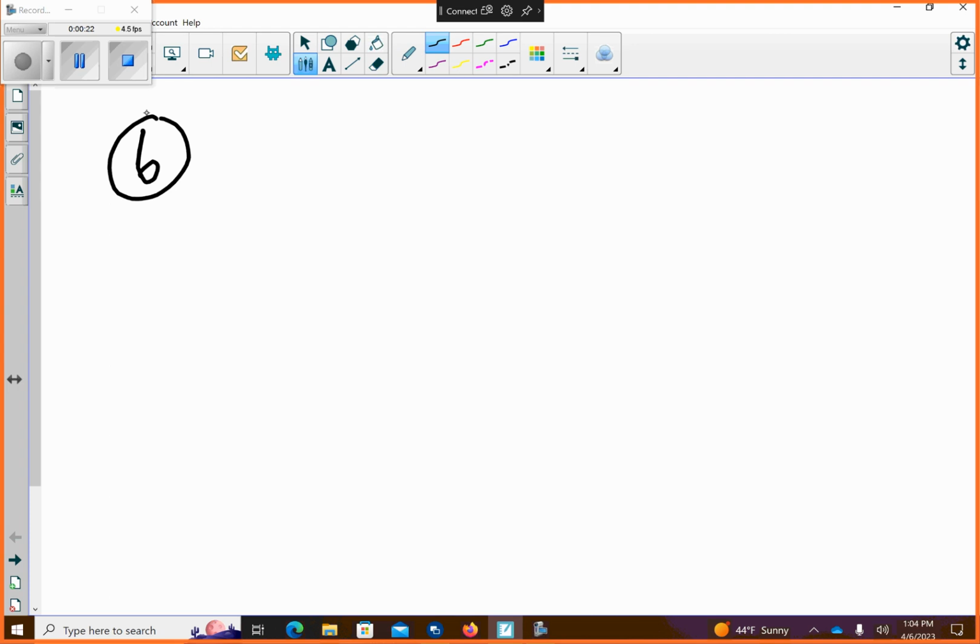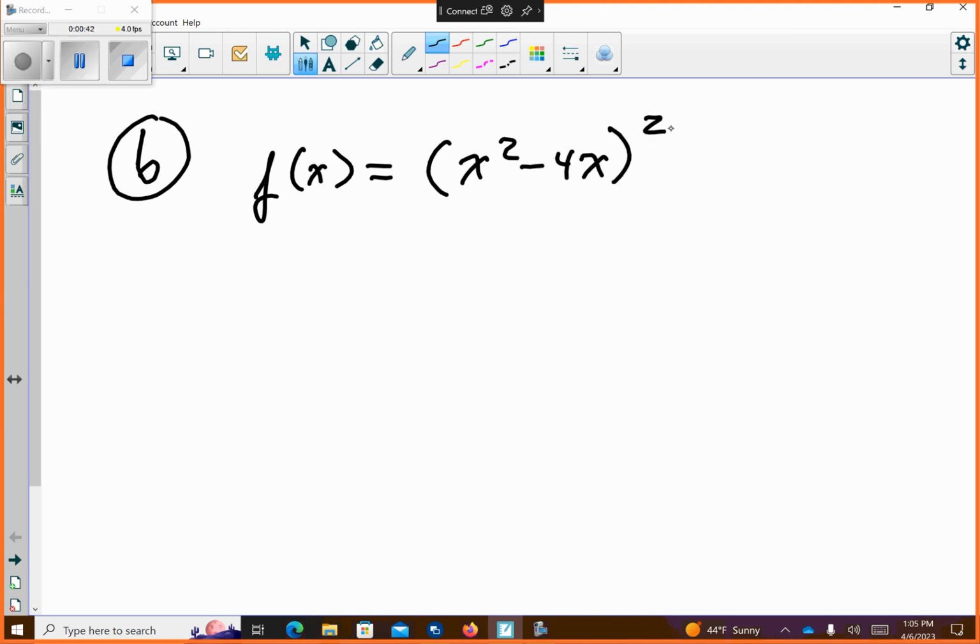All right. So here we go. Give the intervals where it's increasing and decreasing. Give the maximums and mins as ordered pairs. Okay. So problem number 6, this is our equation: x squared minus 4x, raised to the second.